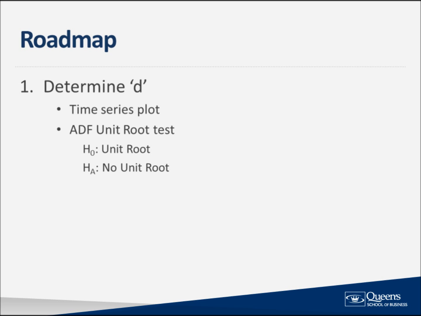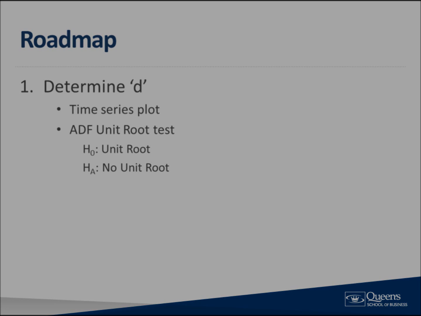The null hypothesis for an ADF unit root test is that the series contains a unit root, against the alternative that the series does not contain a unit root. In this case, we expect to reject the null hypothesis because the series appears to be stationary around a constant. If we reject the null hypothesis, then D is equal to 0 because the data series does not need to be differenced to be made stationary. Now let's go to the main gretl screen to perform the ADF unit root test.